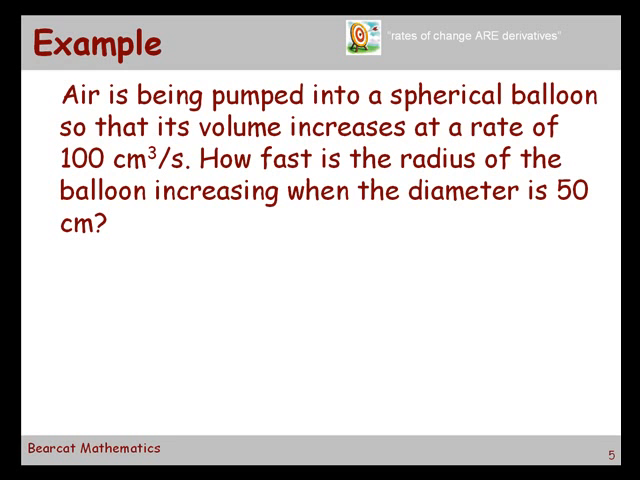So here's as close as we can come to a real-world application at the moment. Air is being pumped into a spherical balloon so that its volume increases at a rate of 100 cubic centimeters per second. Our question is, how fast is the radius of the balloon increasing when the diameter is exactly 50 centimeters?